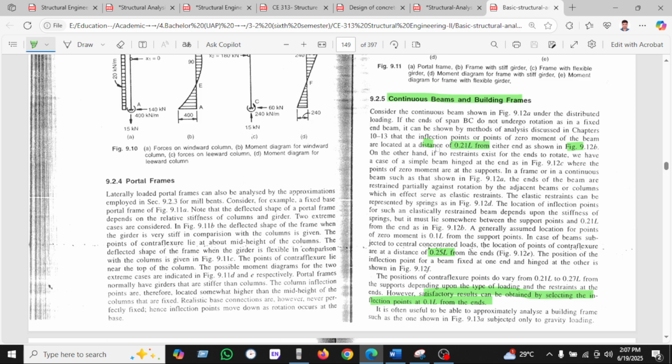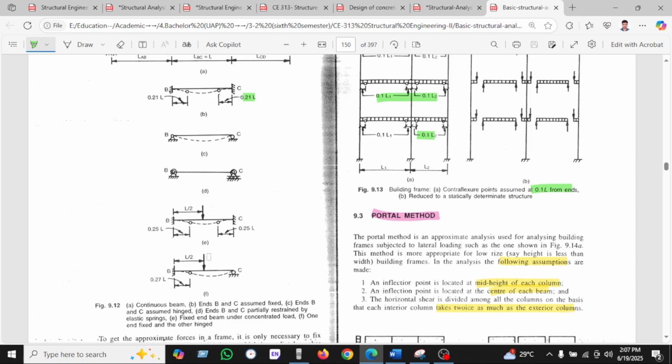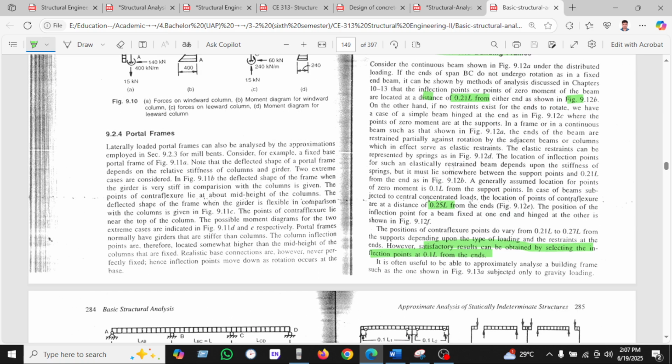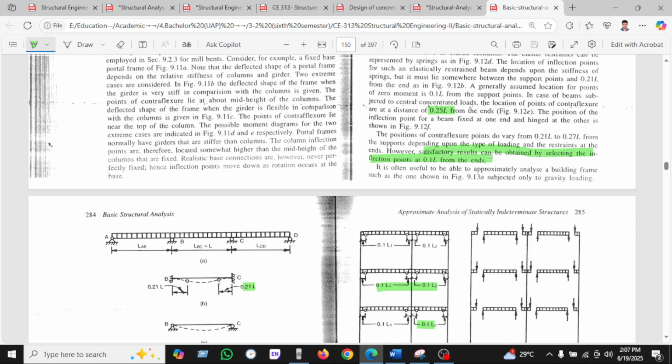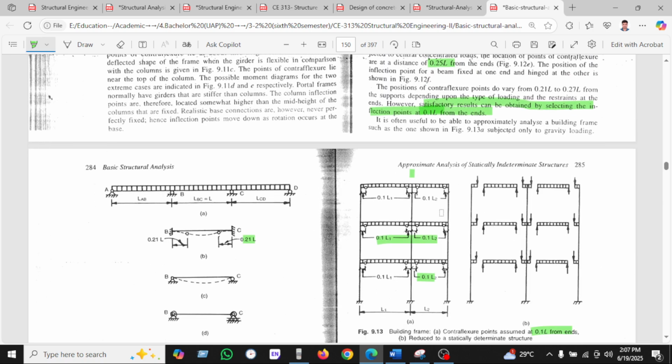For the continuous beam, we can see here the distance 0.1 from the figure is given, and 0.2 is given. Here 0.21 is given on the left and right side, and we can see 0.25 also given. But these do not give an exact or satisfactory result. On the other hand, we can see how a satisfactory result is obtained by selecting the fraction of 0.1. So we can see another graph here. When the inflection point on the left and right side is at 0.1, then a satisfactory result is found. That's why 0.1 will be used.